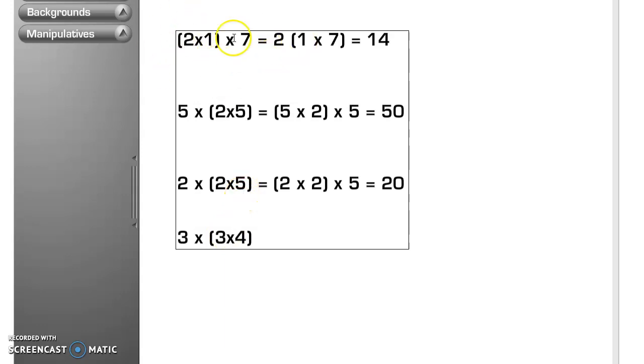So going back over this first one, we need to do the parentheses first. So 1 times 7 is 7, times 2 would be 14. Or for example here, 5 times 2 equals 10 times 5 equals 50. So always do the parentheses first. Make sure to turn this in when you are done.